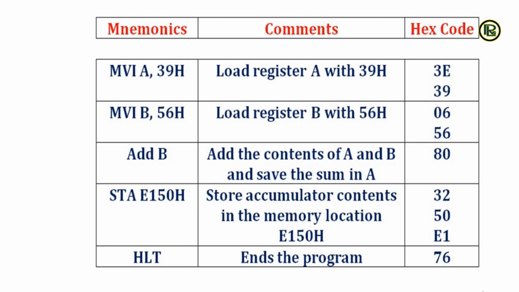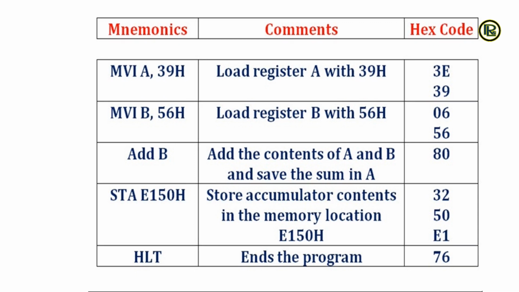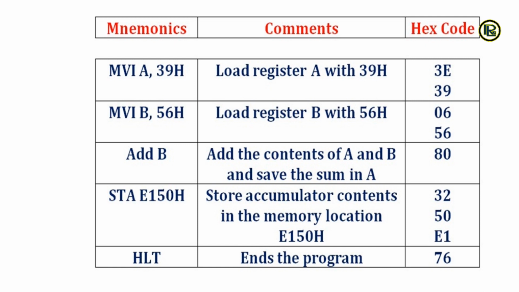And in this slide we are able to understand, as I discussed earlier, that the hex code or program can be of three different lengths: 1 byte, 2 byte, 3 byte. Here we see ADD B has a length of 1 byte, but MVI A, 39H has 2 byte length. MVI B, 56H has 2 byte length. Similarly, STA E150H, 32 50 E1, has 3 byte length. Again, HLT has 1 byte length. One thing here is missing, that I'll show you in the next slide.